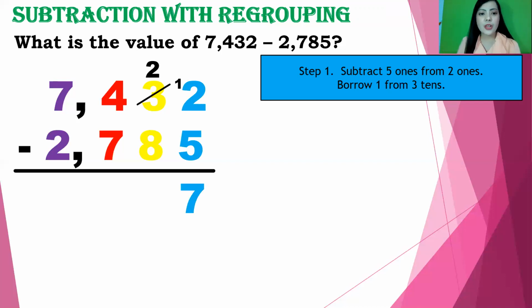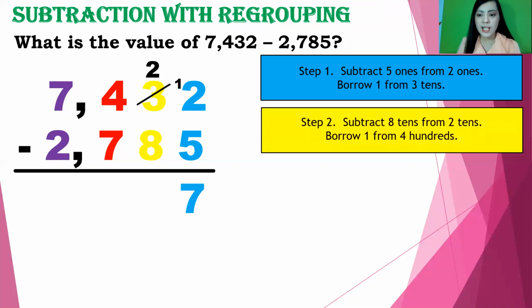All right? So now you go to the next number, the tens place. Subtract 8 tens from 2 tens. Can you minus 2 minus 8? Cannot again. So what are you going to do? Borrow 1 from the 400s. So the 2 becomes 12 and the 4 becomes 3. So 12 minus 8, we can minus now, is equal to 4. All right?